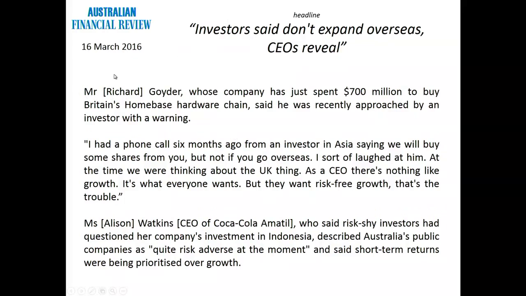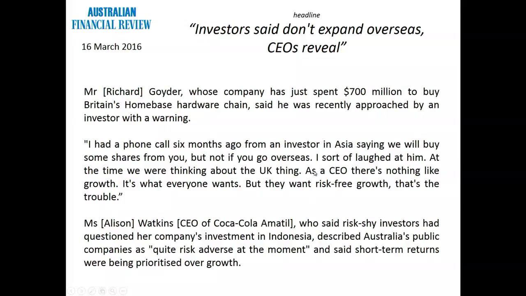So this is an example. I put this up a couple of years back, but it turns out to have been quite prescient. In this case, the investors turned out to be right. Richard Goyder has just spent $700 million to buy Britain's Homebase. He said he was recently approached by an investor with a warning, saying, we will buy some shares for you, but not if you go overseas. I laughed at him.